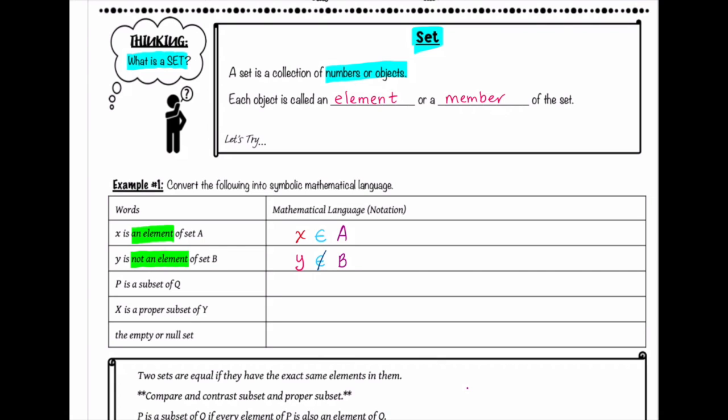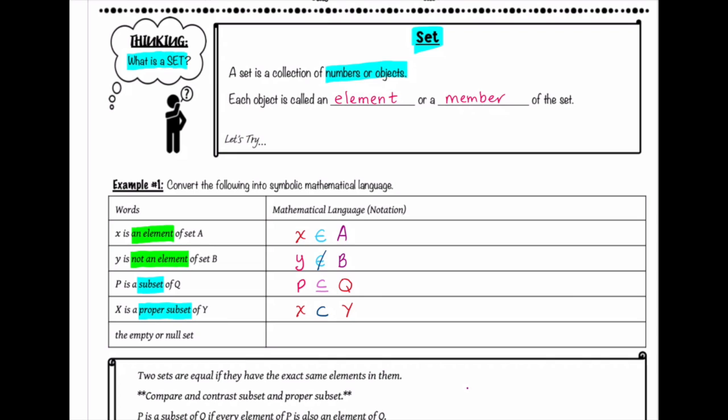P is a subset of Q. So we start with our set P, is a subset, a little C with a line under it, of set Q. X is a proper subset of Y. We start with X, is a proper subset, just a little C, of set Y.